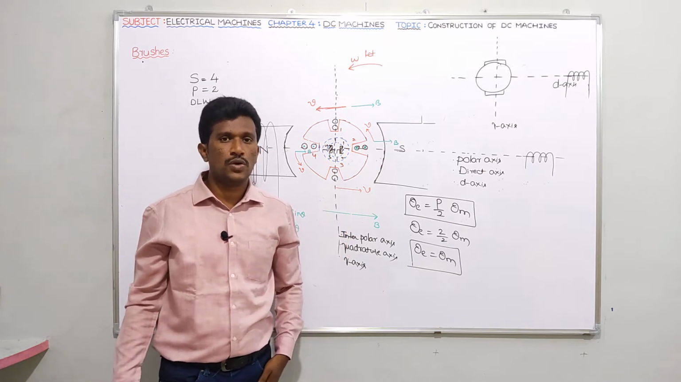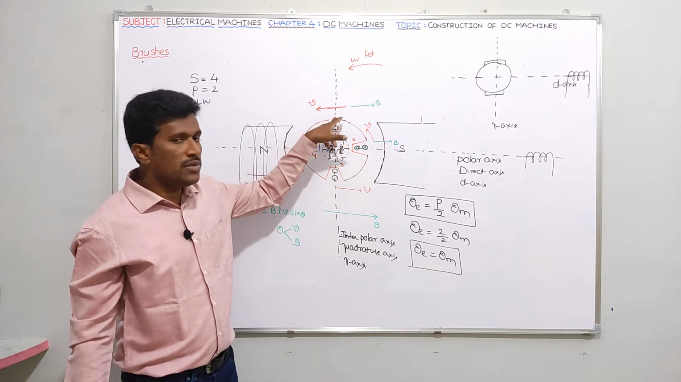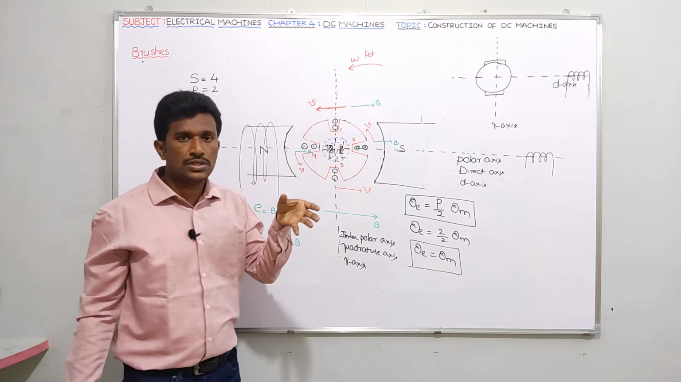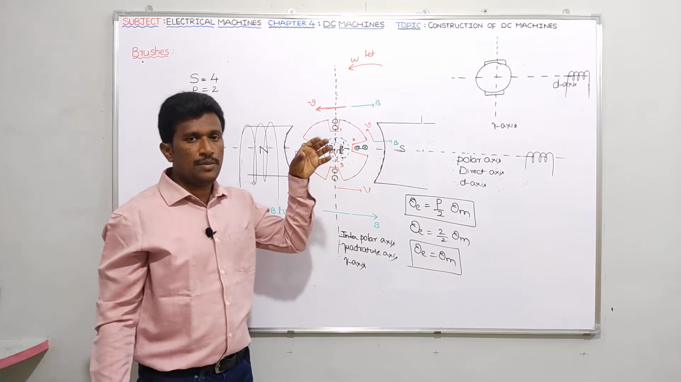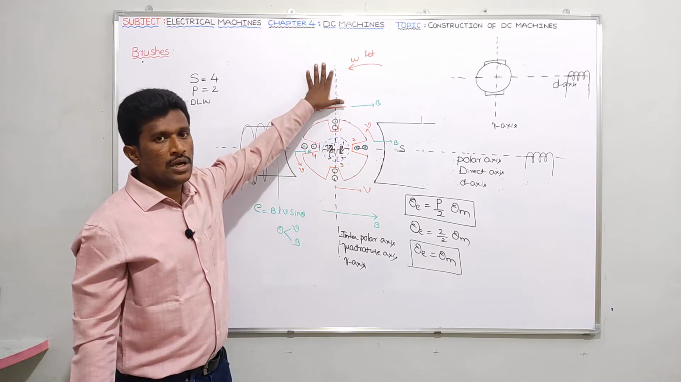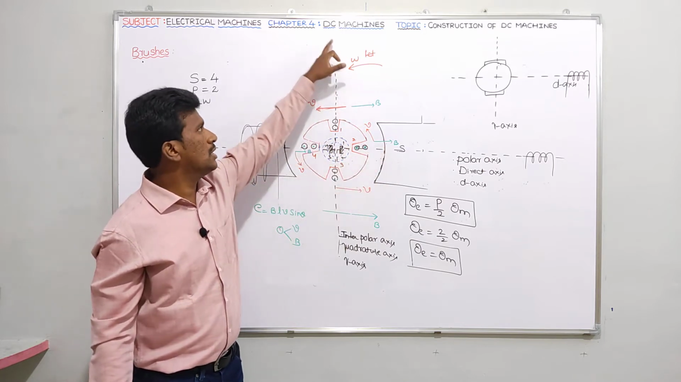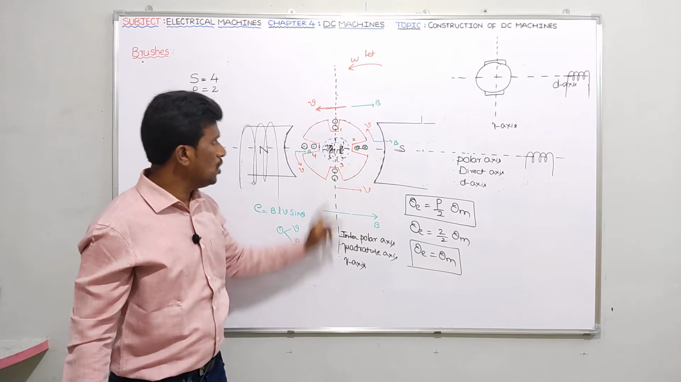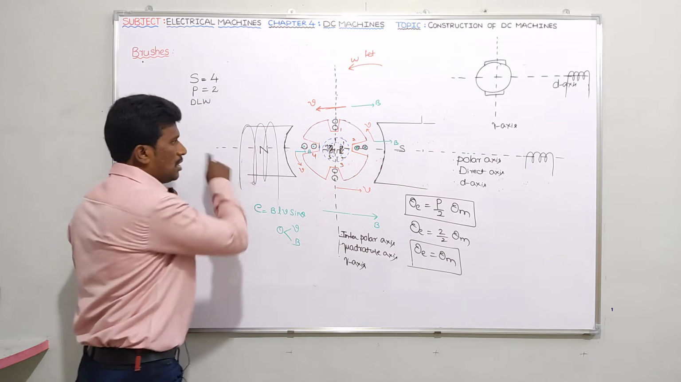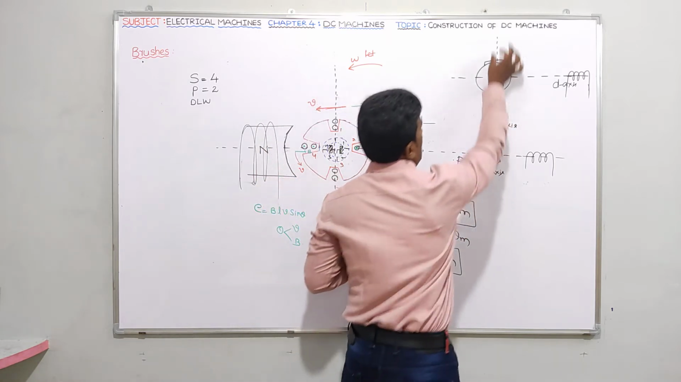Why do you have to place brushes along the q axis? To show one phenomenon: EMF induced in coils along the q axis is 0. Those coils are short circuited due to brushes. In order to show that phenomenon simply, we are representing brushes at the location where coils are making 90 degrees with respect to the d axis, nothing but this q axis only. Along this q axis only we are showing these brushes. So practically brushes are along the d axis, but to show that phenomenon simply we are showing brushes along the q axis. That's it.